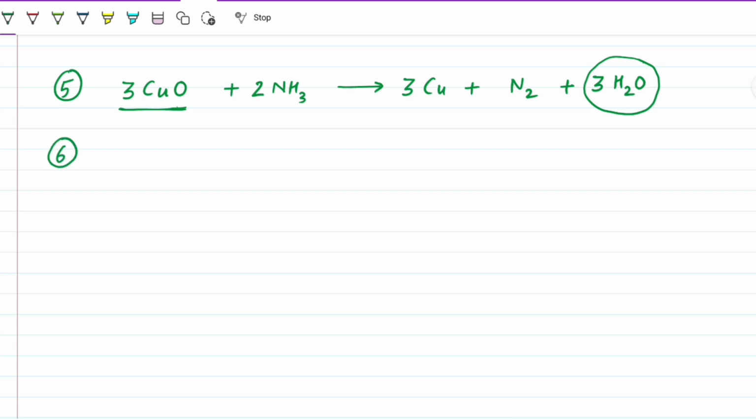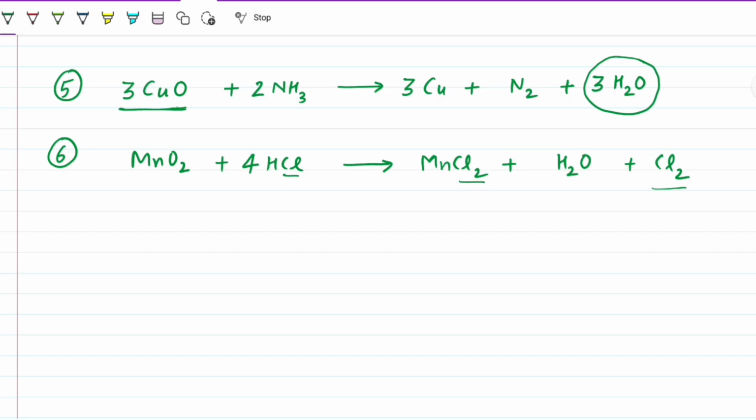One more example: MnO2 plus HCl gives MnCl2 plus H2O plus Cl2. Again, balance the metal first. On the left side we have one manganese, on the right side also one manganese. So the metal is balanced. Next is the non-metal, chlorine. This side 1 Cl, this side 2 Cl plus 2 Cl, 4 Cl. To balance this I will write 4 HCl. So now we have 4 chlorine atoms on both sides.